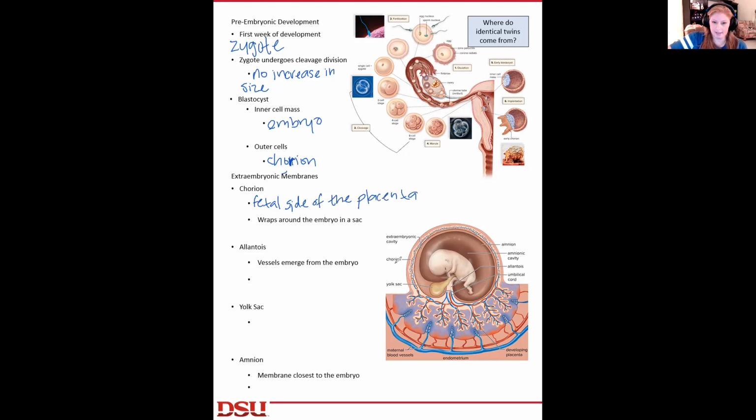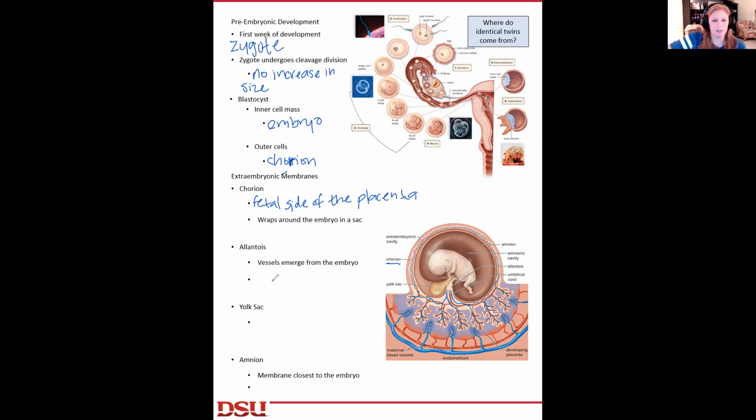And you can see that right here. Most of the stuff we'll talk about will be in these diagrams, in this diagram specifically. And so this chorion is going to wrap around the embryo. Okay, that's in this sac.